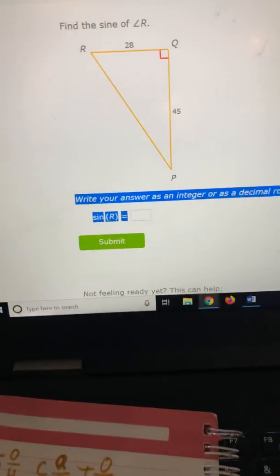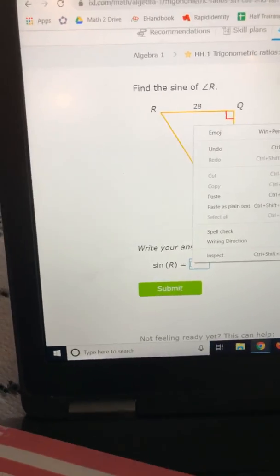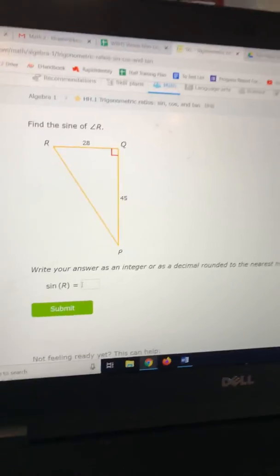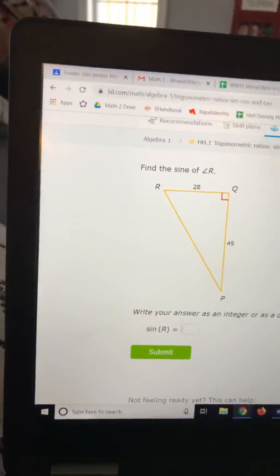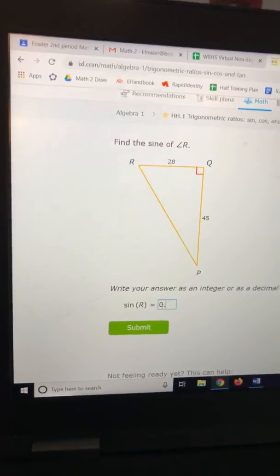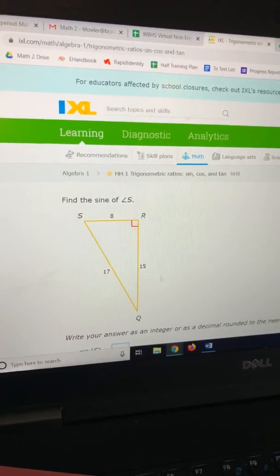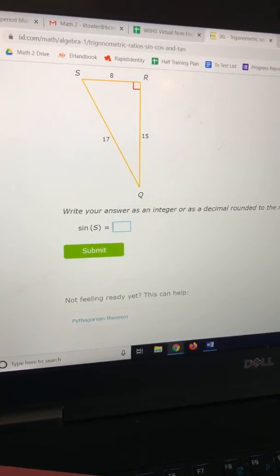So that's what we're going to type in here. 0.85. Submit. Okay. So we're going to jump a level again.